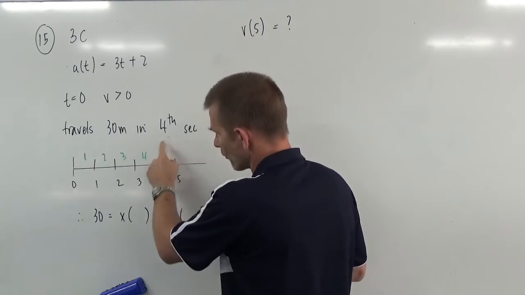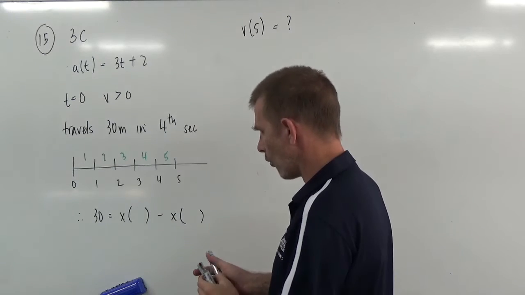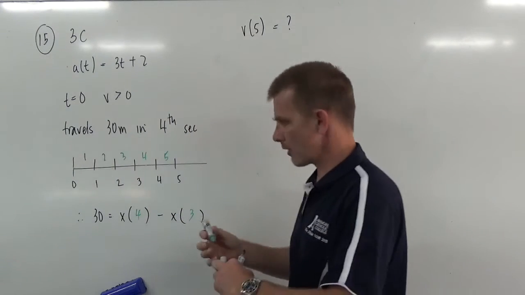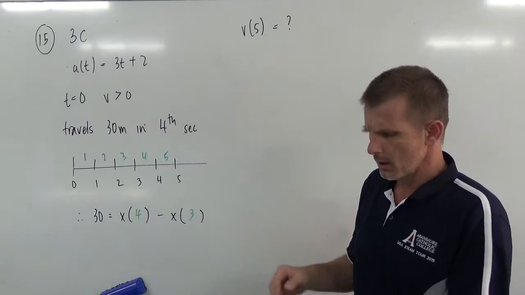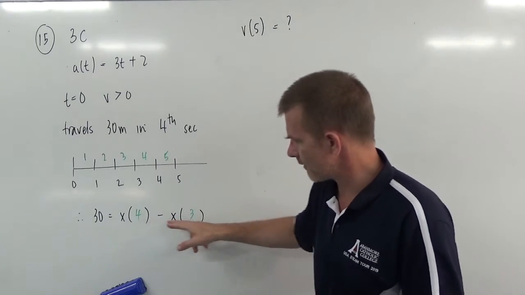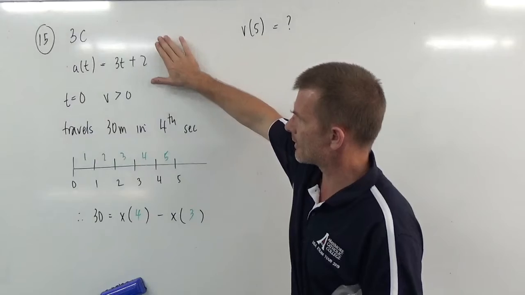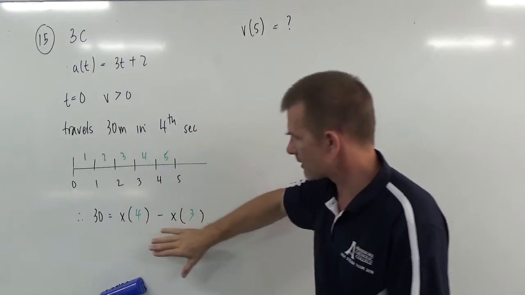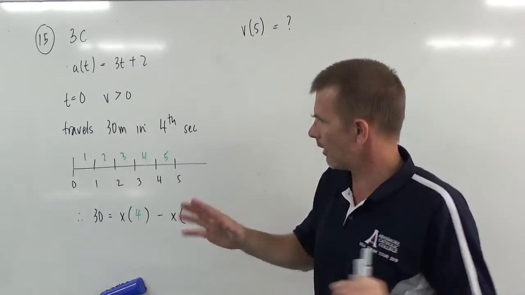So the fourth second is right here. That's the difference between x of 4 minus x of 3. So travelling 30 metres in the fourth second means that this must be true. Now, because we've got that, I'm now thinking, maybe I can find a formula for the displacement by integrating a couple of times. And by doing that, I can then do one minus the other, and maybe some of the plus C plus D stuff will cancel out. I think that's where I'm going.